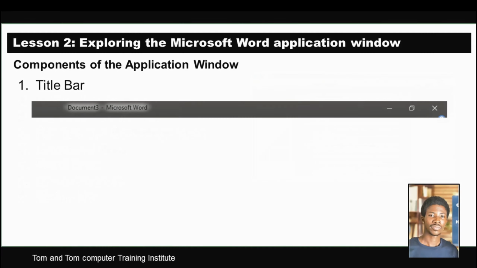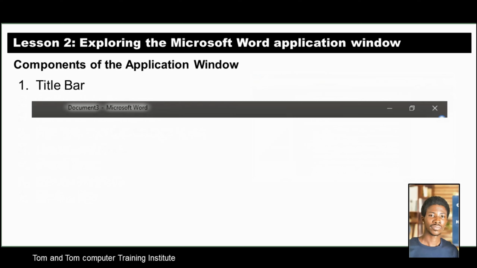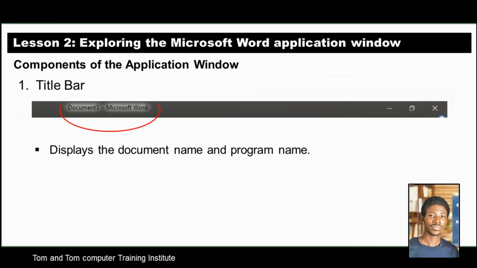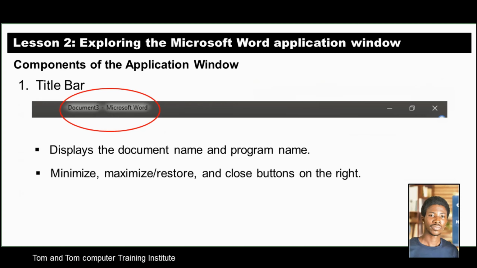The title bar appears at the top of the application window. It displays the name of the document you're currently working on and the application that you're working in. Then it also comprises some command buttons such as the minimize, maximize and restore, and close button.